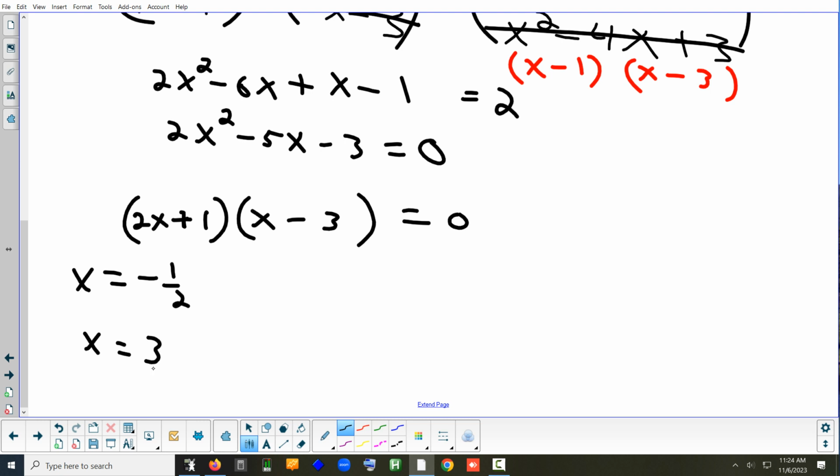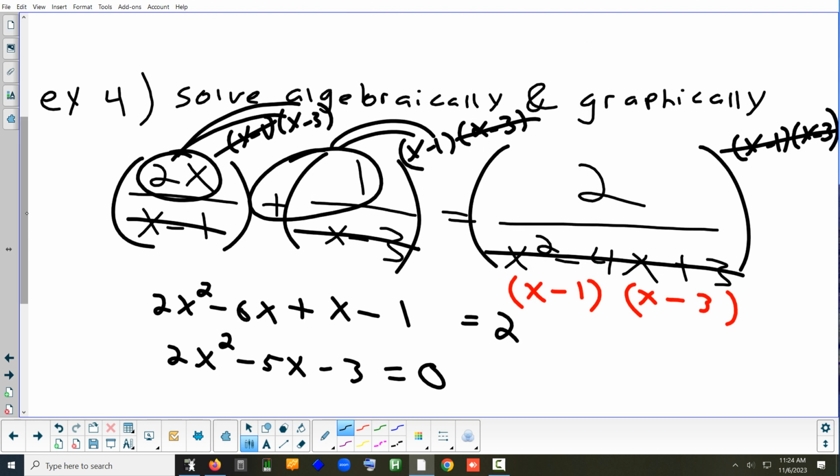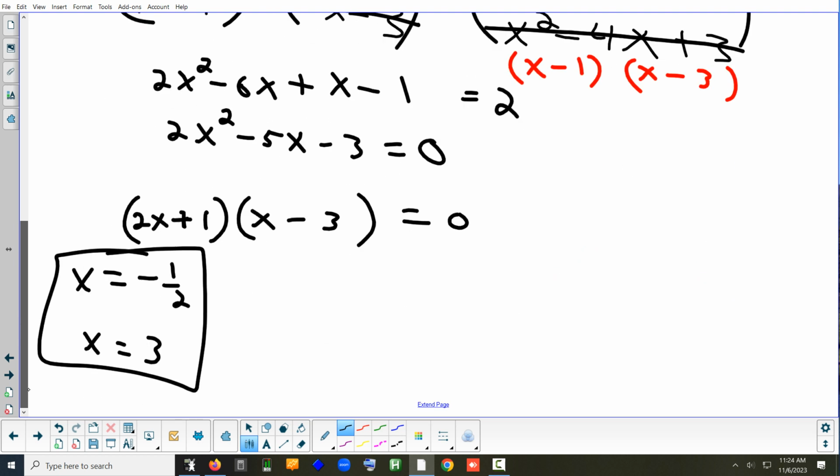3. Now, we have to check if we have an extraneous answer. The quick way to tell that it's extraneous is it causes you to divide by 0. If that happens, you need to cross it out. Let's check the 3. Can you plug 3 back into the original problem? No. If you try to plug in a 3, you're going to divide by 0. That means 3 is extraneous.